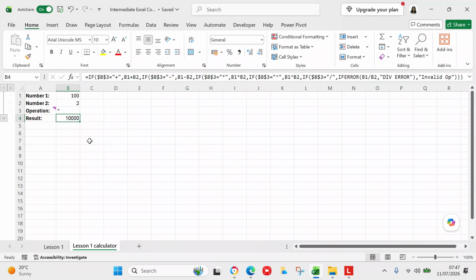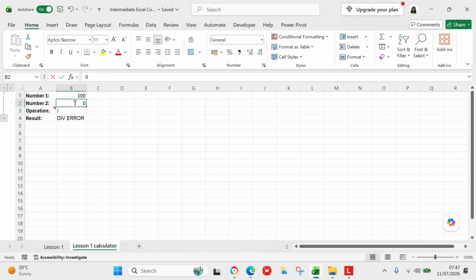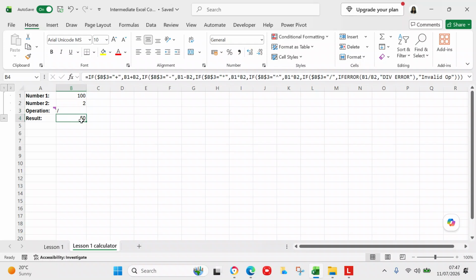And then you can type the result. And let's say here, make that a divided by, and then make that 0, and it says division error. So we've covered all of our bases here, just to let you know that the error messages do actually work. You can get a division error if it's a divide by 0 error, and if you put a symbol in there that isn't in the if statement, then it will give you an invalid op.